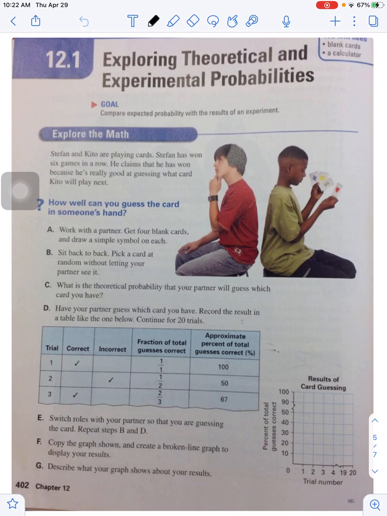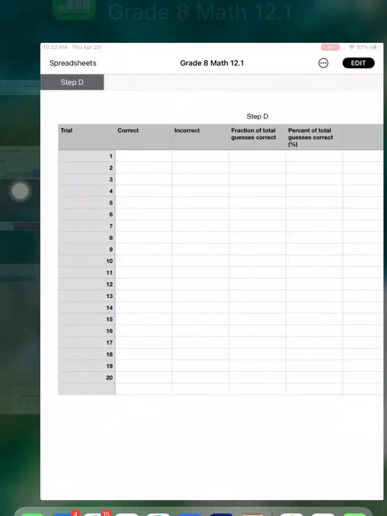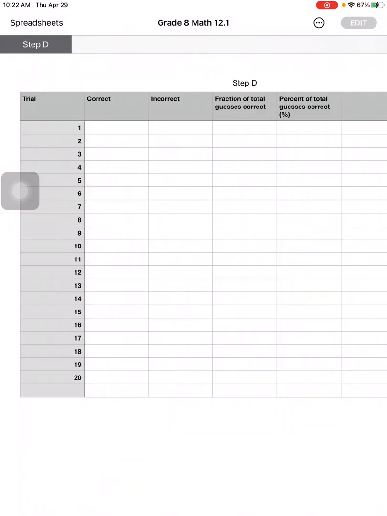So step D, it says have your partner guess which card you have. Record the result in a table like the one below. Continue for 20 trials. So I've made your life easier today. If you look at the attachments on Schoology, there is a numbers file that says grade 8 where I've made the chart for you and you just have to record your results.